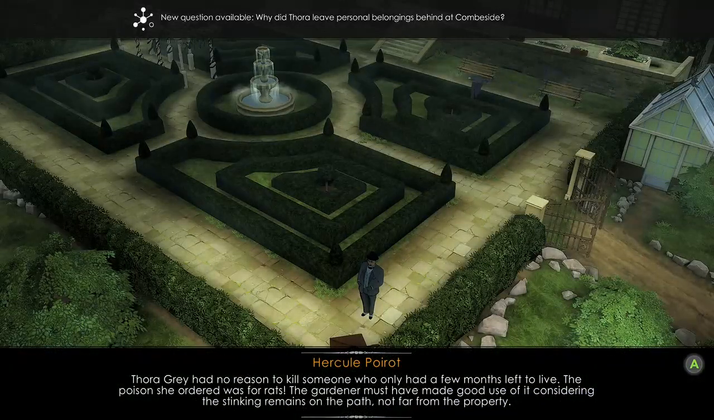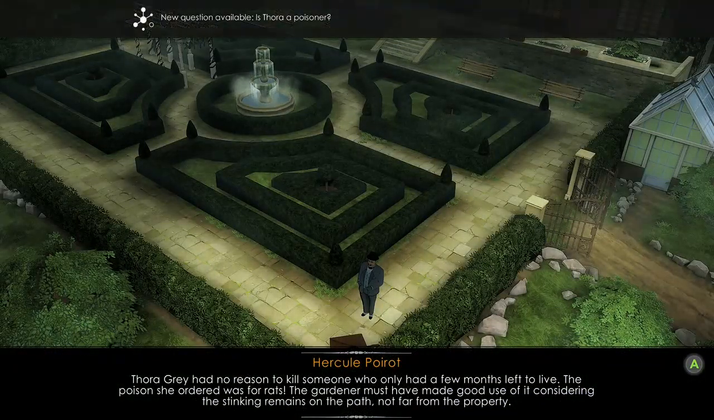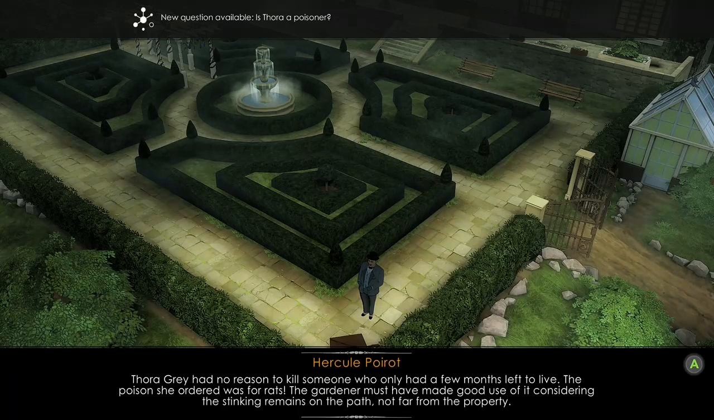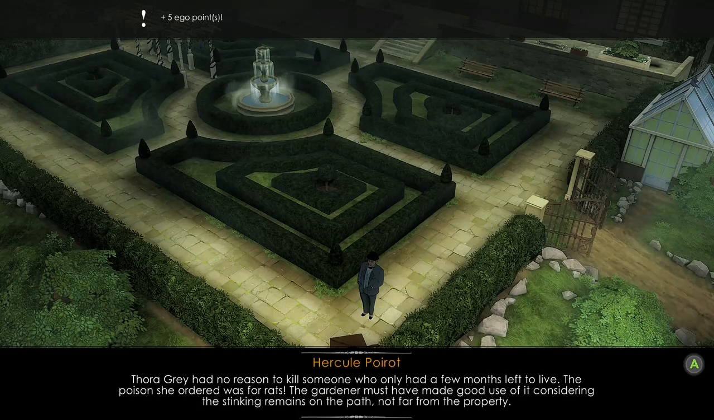Thora Gray had no reason to kill someone who only had a few months left to live. The poison she ordered was for rats. The gardener must have made good use of it, considering the stinking remains on the path, not far from the property.